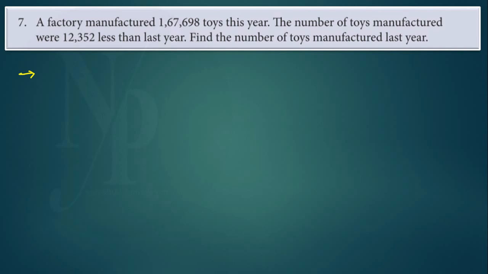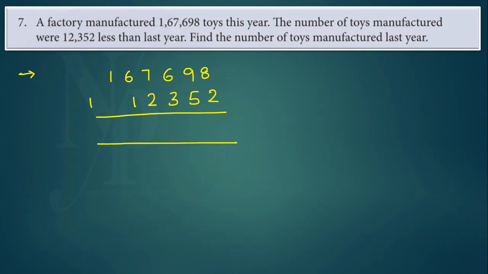So here, to save the time, I am not writing everything on the screen. Just I am writing the numbers and giving you the hint how you should solve. So the number of toys manufactured this year is 1,67,698. So we have to add 12,352 to this number to find the total number of toys manufactured last year.